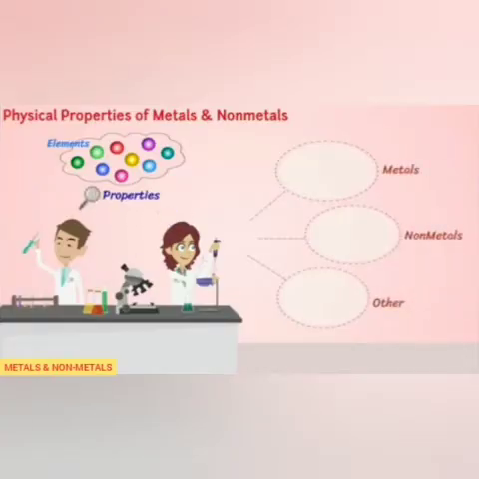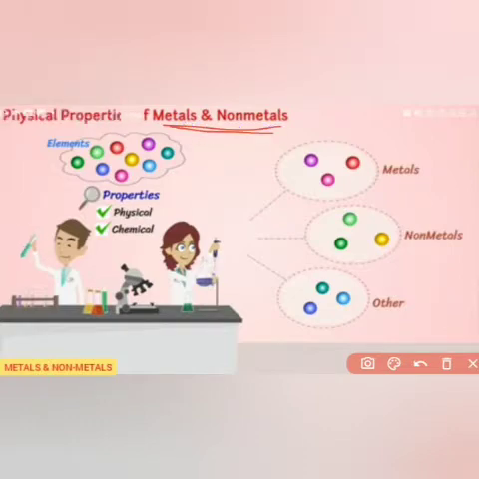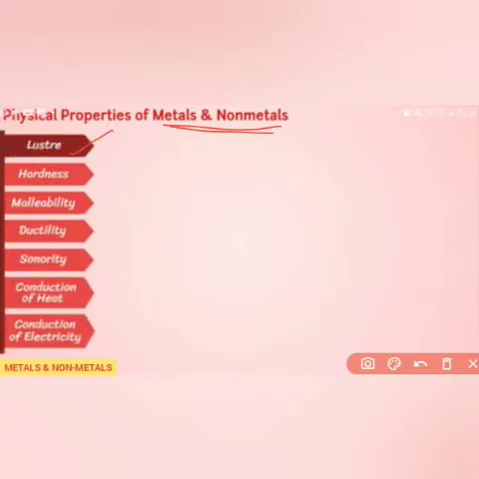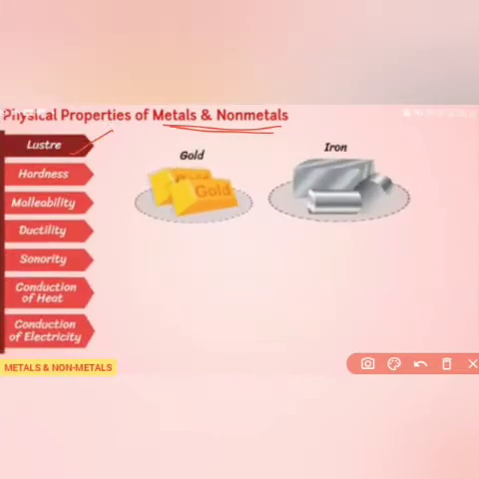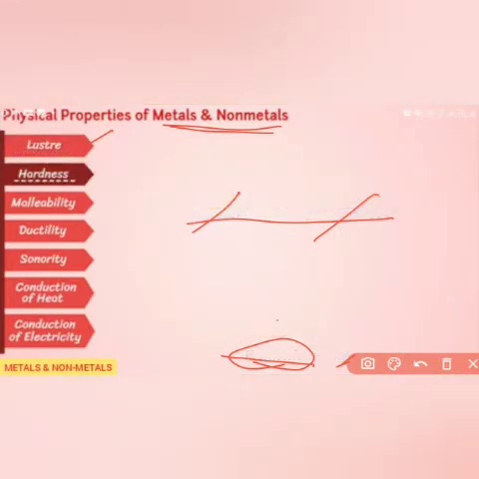So students, let us discuss the physical properties of metals and non-metals. I will discuss all the various physical properties of metals and non-metals one by one with various examples. First property is luster. Luster means shining. If metals are found in their pure state, they are going to shine, for example gold and iron. Silver is also an example of a metal. On the other hand, non-metals do not shine, they show their dull nature, like this wooden box, football and rubber.